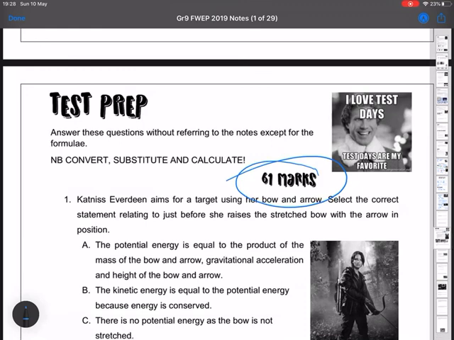Try not to use your notes while you do it, unless you really, really need to if you get stuck. But it's good practice to give you an idea of what the tests will be, so that when you write your July exam, you're more prepared for it.